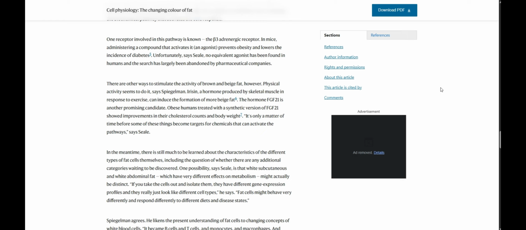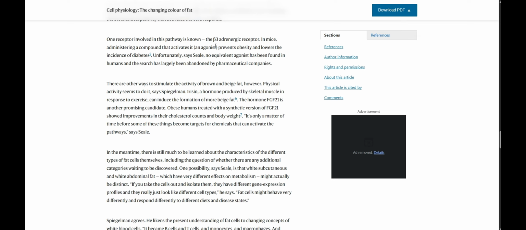Back to the article. One receptor involved in this pathway is known as the beta-3 adrenergic receptor. In mice, administering a compound that activates it, an agonist, prevents obesity and lowers the incidence of diabetes. Unfortunately, no equivalent agonist has been found in humans, and the search has largely been abandoned by pharmaceutical companies. So I think clenbuterol is a beta agonist. Don't take clenbuterol, but that's used in prep by bodybuilders to cut fat.